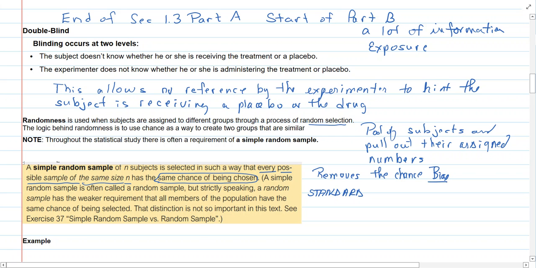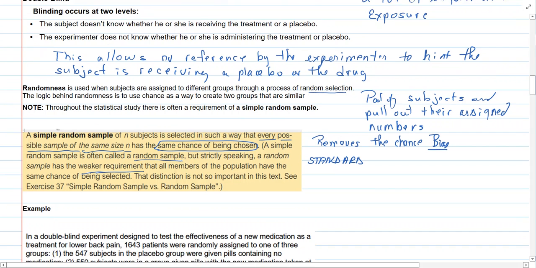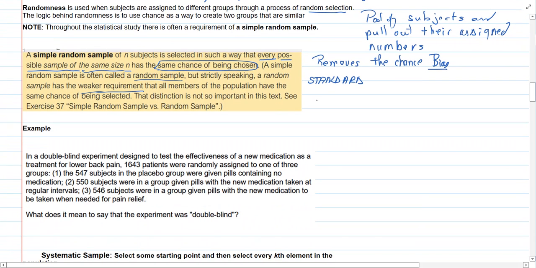Okay, now here's what I was referring to about this book. A simple random sample is often called a random sample, but strictly speaking, a random sample has a weaker requirement that all members of the population have the same chance of being selected. That distinction is not so important in this text. In other words, a random sample is used, but simple random sample is much more believable or has strength.